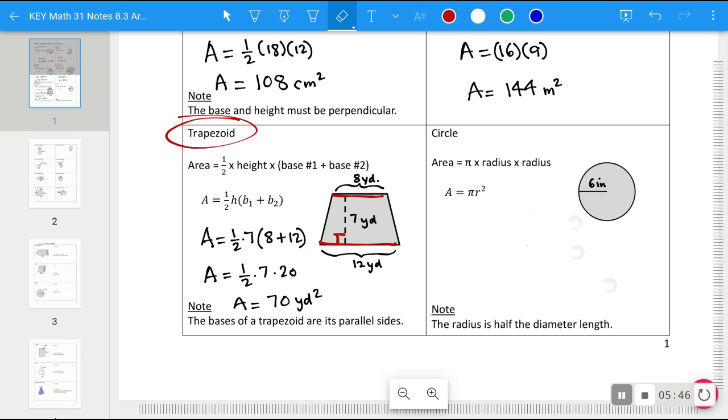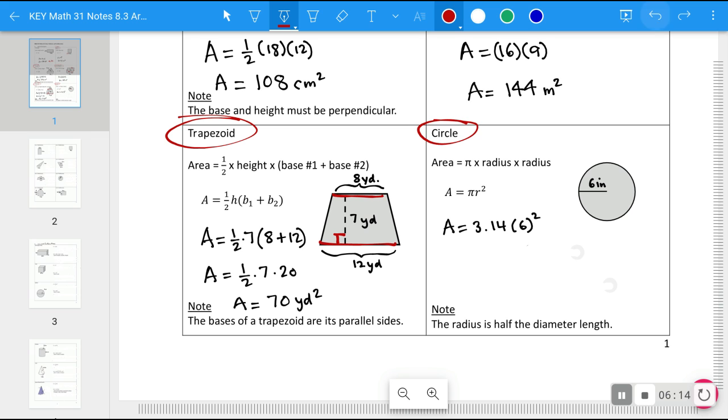Okay, the circle is the last shape that I'll be teaching you. And the circle has a formula of pi r squared. We'll be using 3.14 as our approximation of pi. And when you do this, you're going to make sure that after you've plugged in the radius here of 6, by the way, the radius should always stretch from the center of the circle to the outside of the circle.